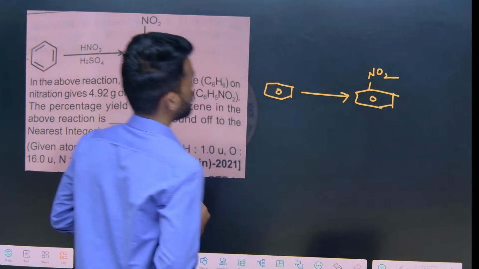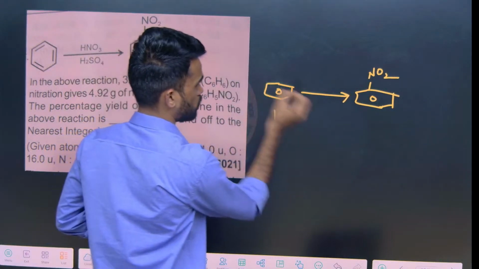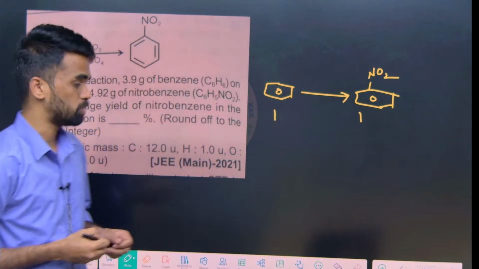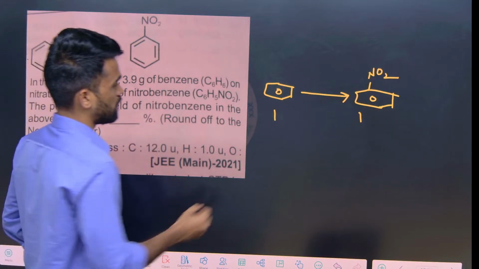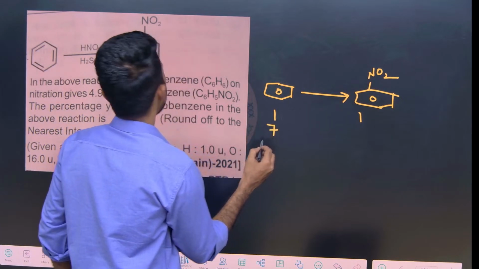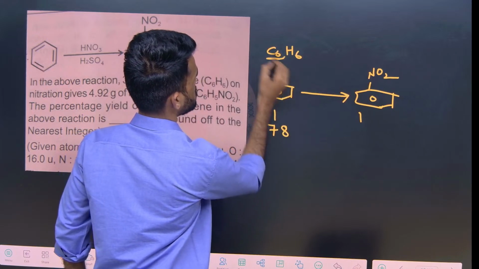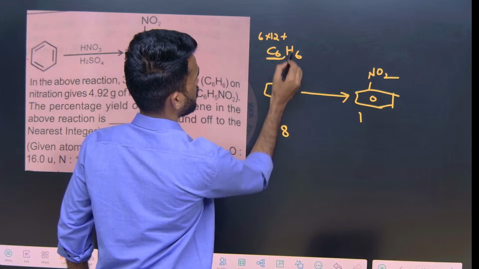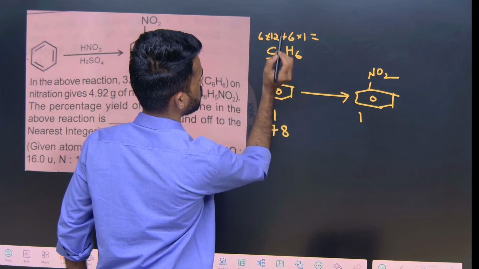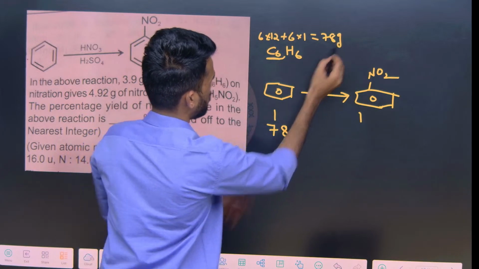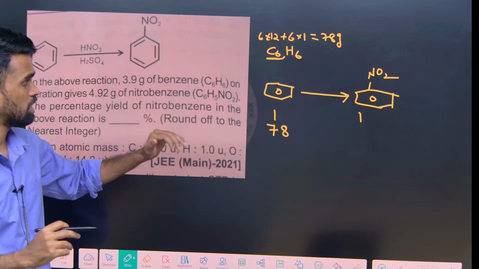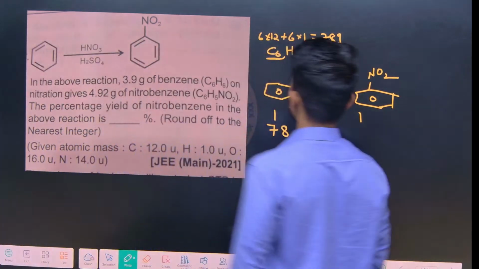Like this. So 1 mole of this compound forms 1 mole of the product, nitrobenzene, right? So the weight of 1 mole of benzene is 78. Like C6H6, so 6 into 12 for carbon and 6 hydrogen. So it is 72 plus 6, 78. What is the molar mass of benzene? 78.